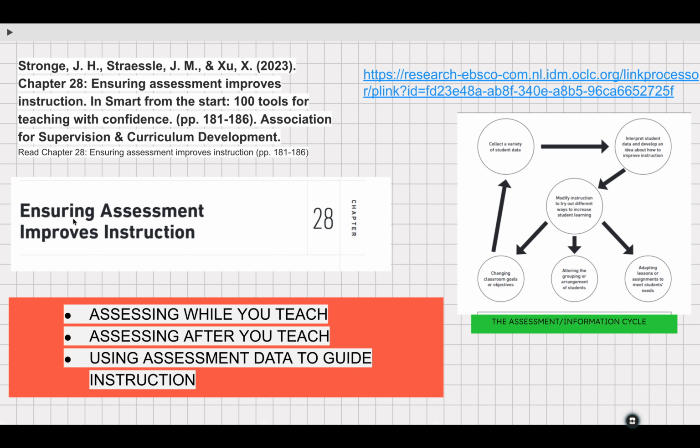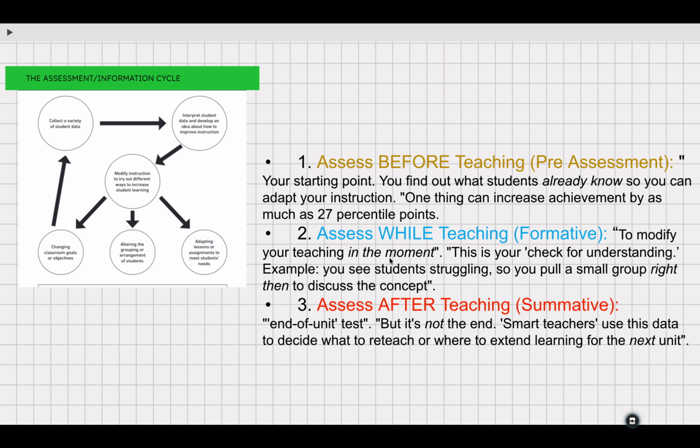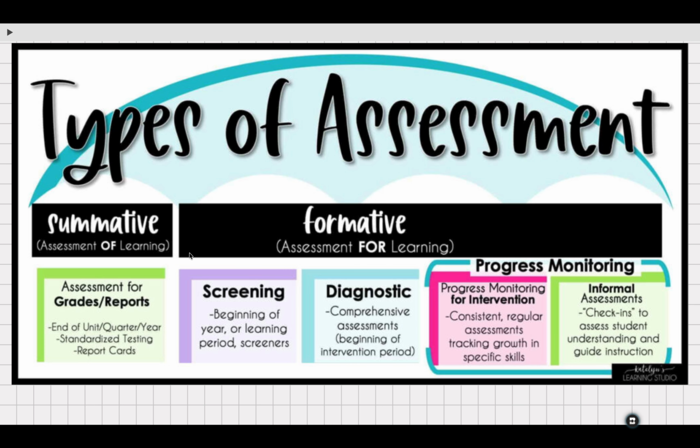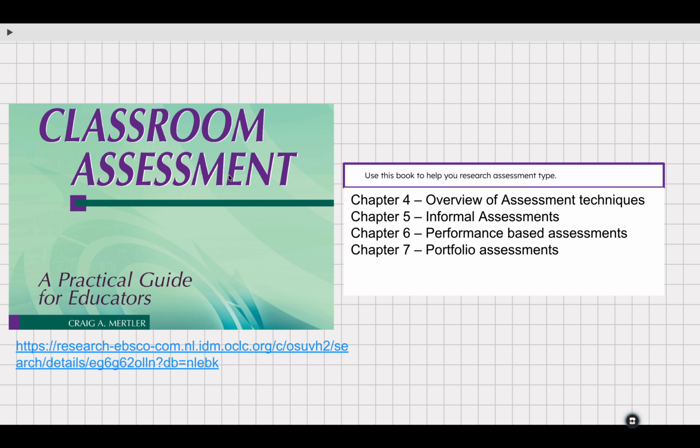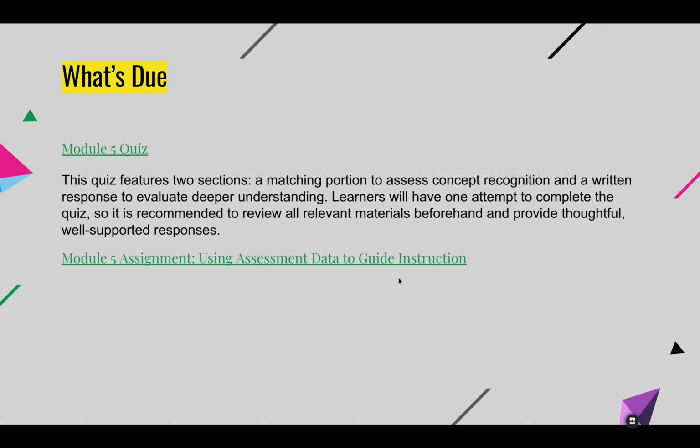Another part of your reading, ensuring assessment improves instruction, covers assessing while you teach, assessing after you teach, and using assessment data to guide instruction. It talks a lot about the assessment and information cycle. Assessment before you teach is the pre-assessment, assessment while you teach is the formative, and assessment after you teach is the summative. This goes into the different types of assessment. This classroom assessment, a practical guide for educators, these 4 chapters, you should read very carefully.